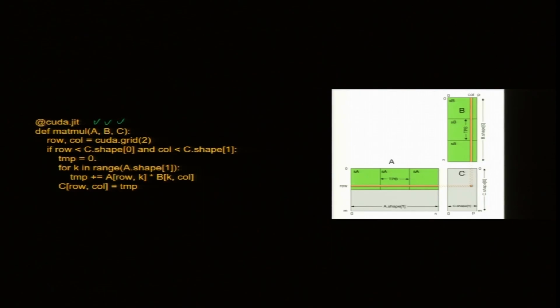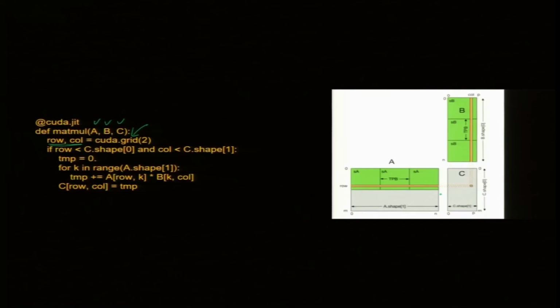Then I get row, column equal to cuda.grid(2). This grid is a function of CUDA. It tells you the global location, the global row and global column. This grid function knows your full allocation, so it is going to tell you what the row will be in that direction and the column in that direction.